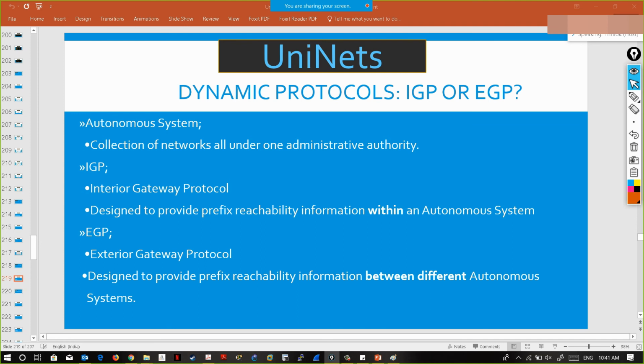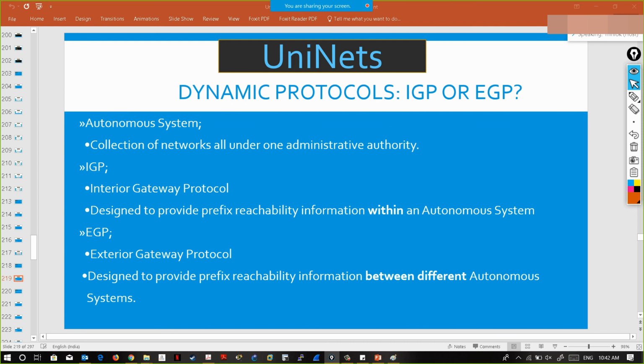So that is what he said: a collection of networks all under one administrative authority. Here Airtel is the authority. It has one administrative number, the AS number, so it is called the autonomous system number. It says that all this information belongs to one administrative authority. By seeing that number, they come to know that this information belongs to this authority. This differentiation is done based on the AS number.